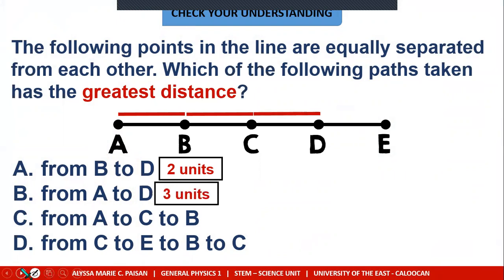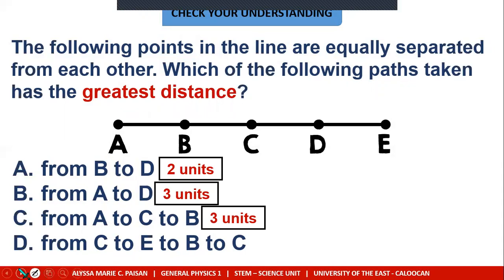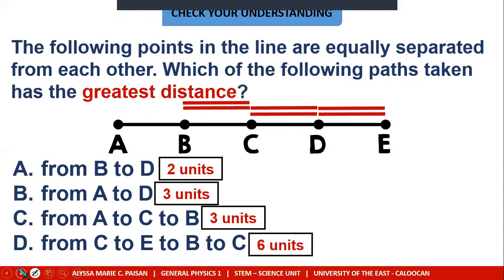And then letter C, that's from A to C. So that's A to B to C. And then you go back to C. If you count all the units, that's going to be 3 units. And then the last one, you're from C, you go to E, and then you go back to B, and then you go back to C. If you count all together the units, that's 6 units. Therefore, the one that gives us the greatest distance is letter D. Okay, so that's for number 1.